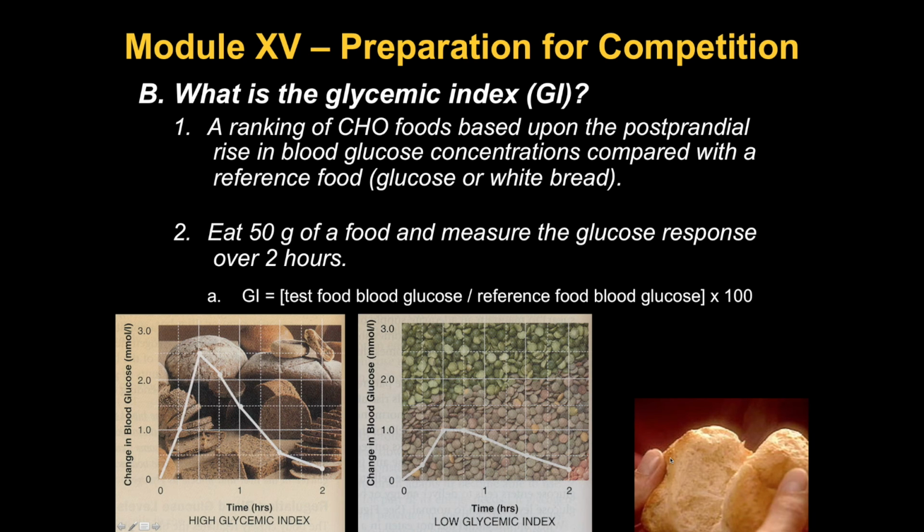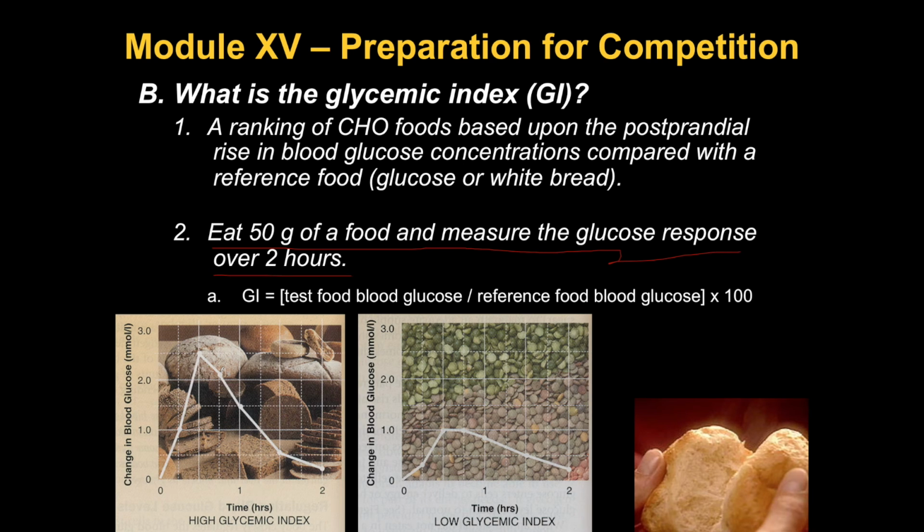What is the glycemic index? Well, the glycemic index is a ranking of carbohydrate foods based upon their postprandial rise in blood glucose concentrations compared with a reference food, usually glucose or white bread. So basically what you do is you eat 50 grams of a food and measure the glucose response over the course of 2 hours to that particular food.